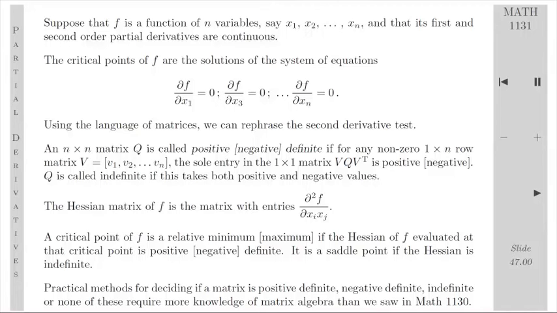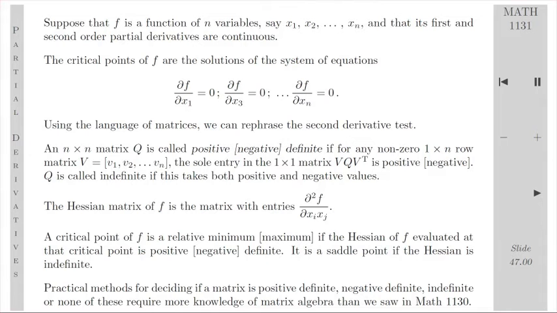Welcome. Let me now describe the second derivative test in general using the language of matrices. So we assume that we have a function of n variables, and we'll call the variables using subscripts, as is standard practice when you have lots of variables. So the variables will be denoted by x1, x2, x3, etc. up to xn.